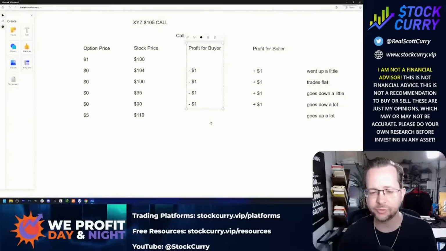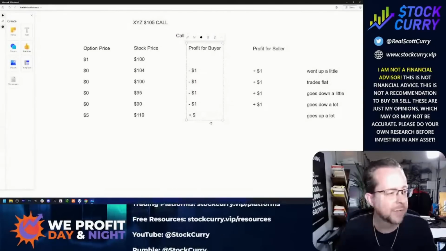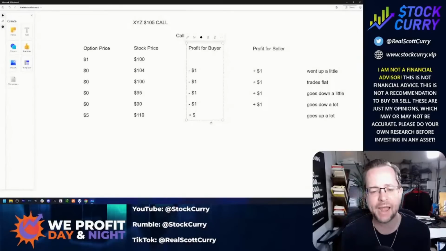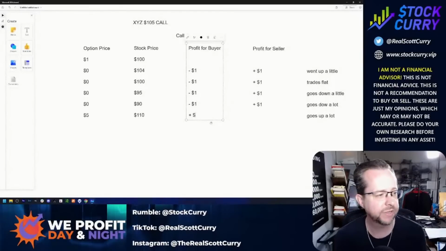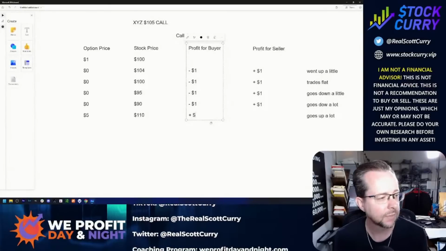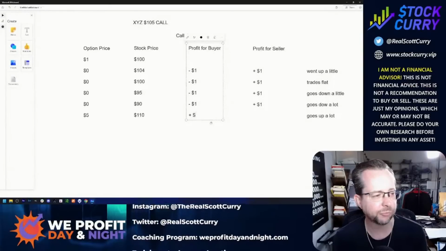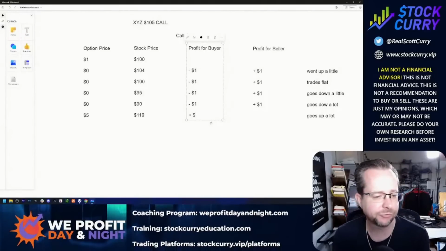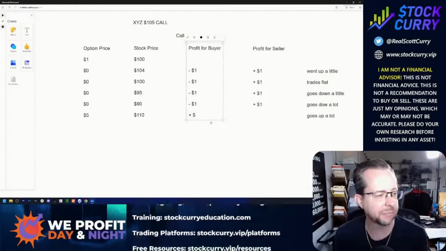Now, what is the profit to the buyer? What do you think? Throw it in the comment section. What is the profit to the buyer of this stock? What do you think his profit is? Let me know. Throw it in the comments. The option's worth $5. How much does the buyer profit?